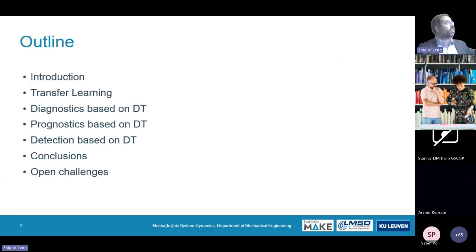So here is a short outline of my presentation. I'll start with a short introduction. I will talk about the transfer learning that we do for condition monitoring of rotating machinery, with, let's say, specification in bearings, but this can be extrapolated to other types of components and systems. And then I tried to concentrate a bit on the digital twins about diagnosis, prognosis, detection with some use cases, and I'll close up with conclusions and open challenges. And I will try to keep my time.